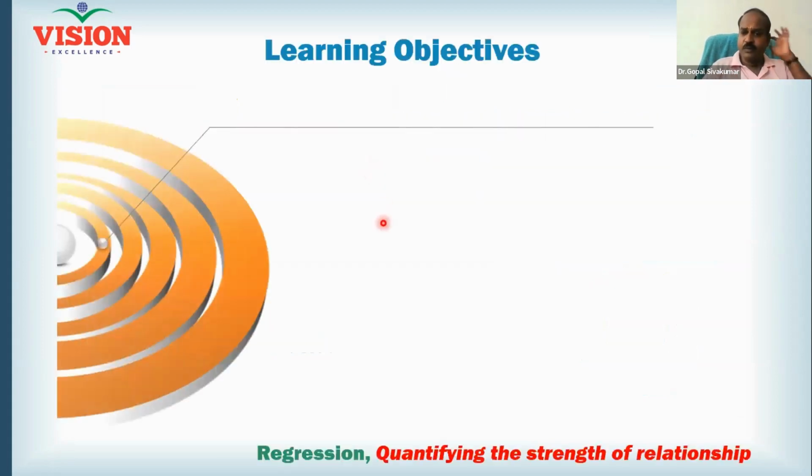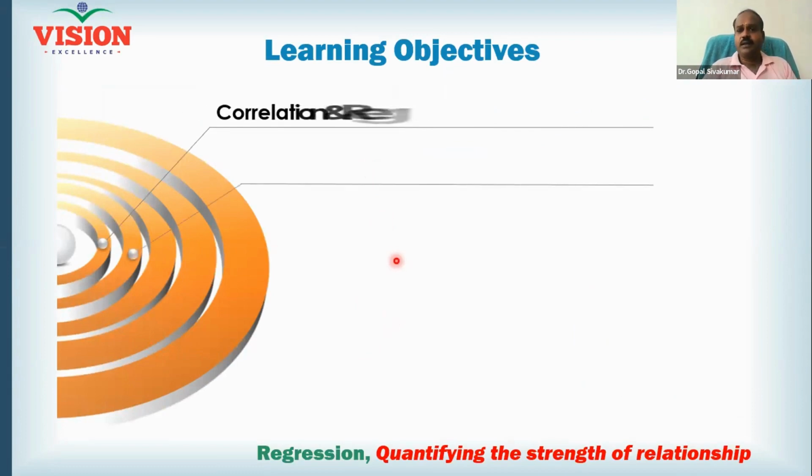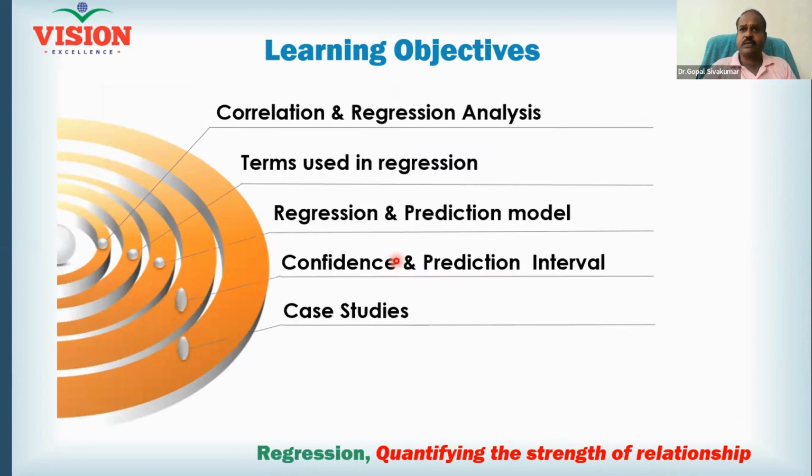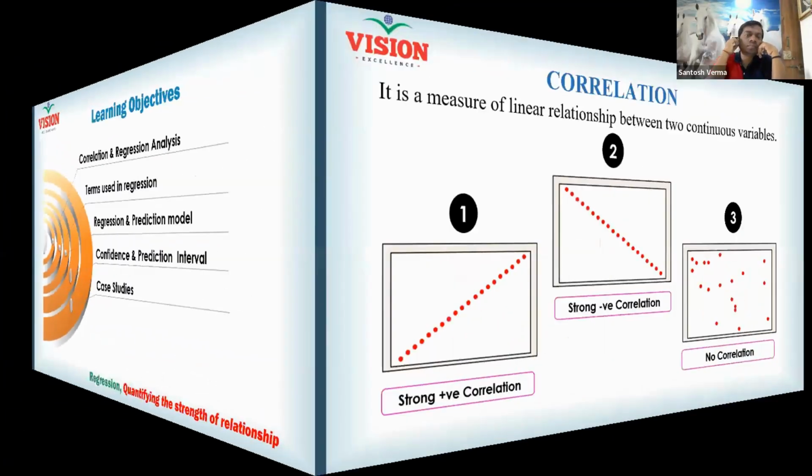So listen very carefully, because the tool is easy, but at the same time the application is very wide. You have to master this, so that as a black belt you will be able to handle any situation in your project. We will cover correlation and regression analysis, terminologies used in regression, what is a regression model and what is a prediction model. We will also talk about confidence interval and prediction interval, and a few case studies as we discuss all these tools.